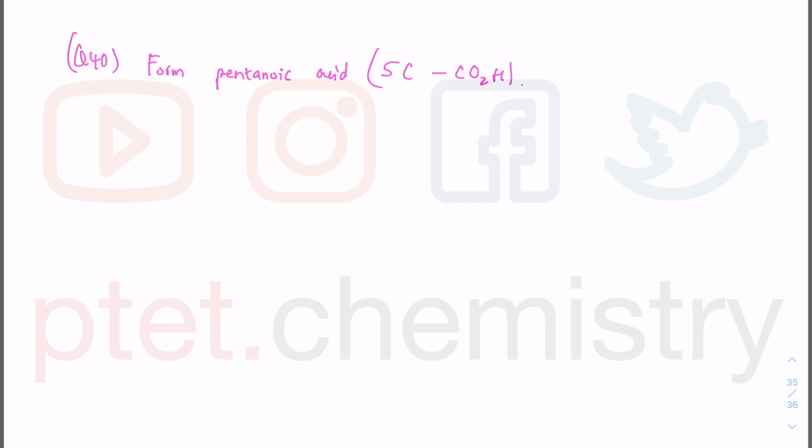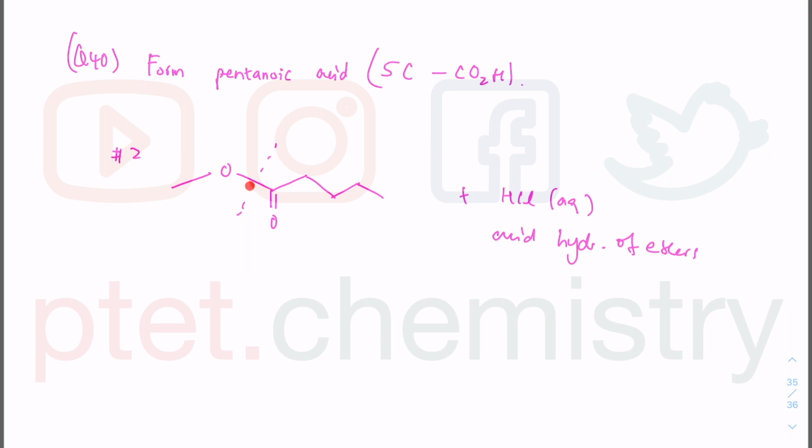Okay, so if you look at option 2 first of all, what do we have? If I convert that to skeletal formula, I have an ester: CH3, C double bond O, O, CH2, CH2, CH2, CH3, and then you add HCl aqueous. So this is acid hydrolysis. Acid hydrolysis of esters is in your AS syllabus. And this is the ester bond that you break, because this was the ester bond that you formed when you formed the ester.